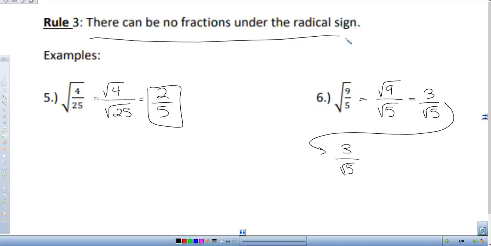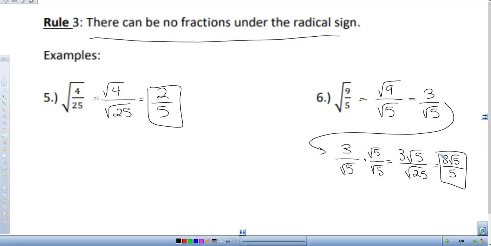But the problem is now I'm in violation of rule 2. I cannot have a radical in the denominator, so therefore I will rationalize. And to do that, I'm going to multiply both the top and the bottom, in this case, by the square root of 5. On top, I get 3 square root 5. On bottom, I get the square root of 25. Of course, we know the square root of 25 is 5. So that gives me 3 root 5 over 5. And that's it. I cannot simplify 3/5, so we are done.